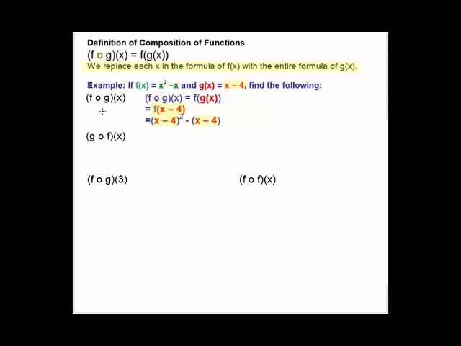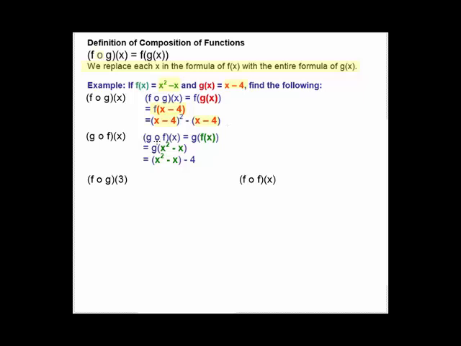And you could simplify this more, but I'm just going to leave this result as is. Now let's look at g in composition with f of x. In this problem, we take the formula for f of x, which is x squared minus x, and plug it in for each x of the g of x formula. Well, there's only one x.